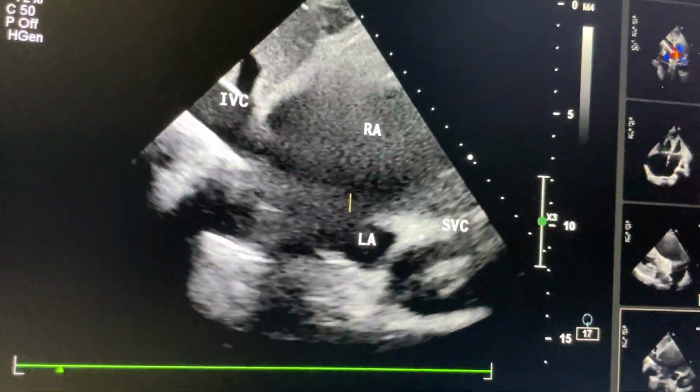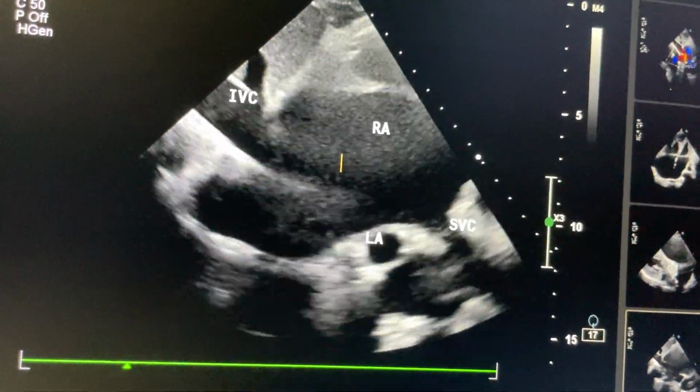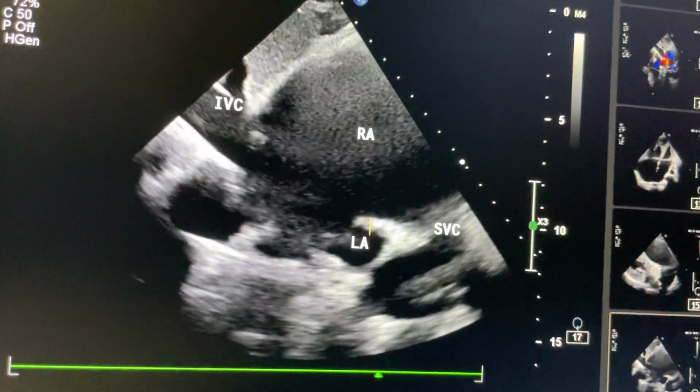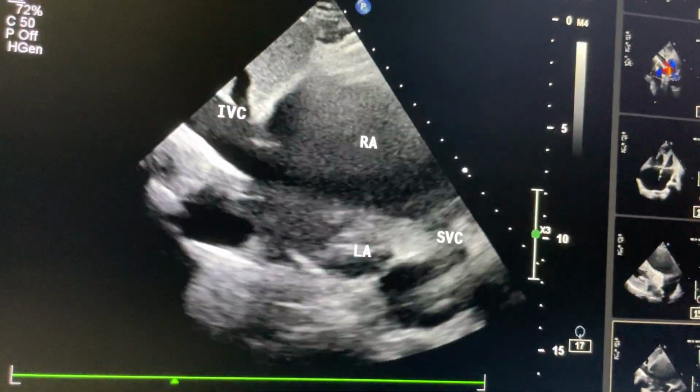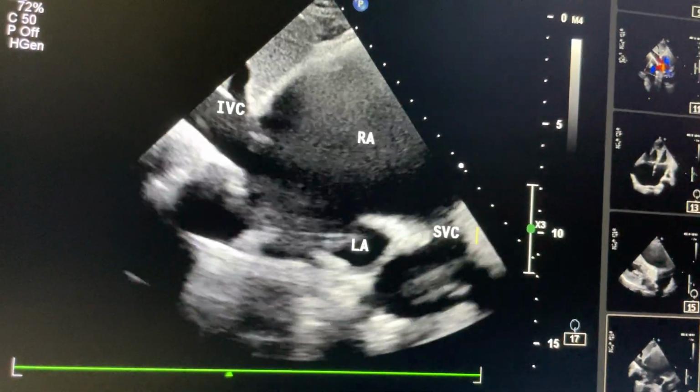Very easy to find sinus venosus ASD in bicaval view. Bicaval view is made in subcostal plane, subcostal window, in sagittal plane. Just keep sagittal plane, try to find out IVC and SVC in one plane.